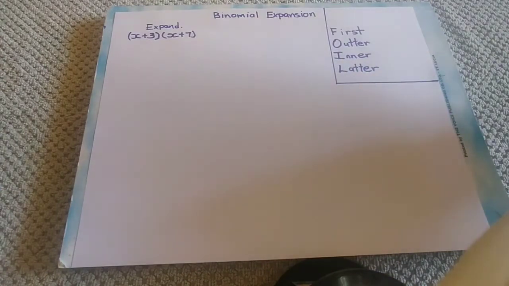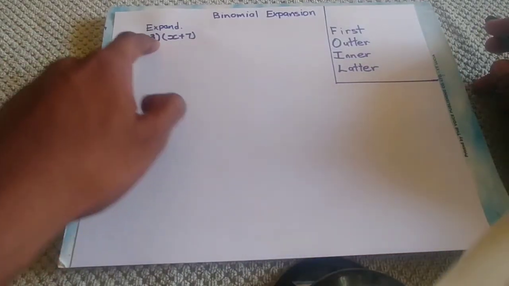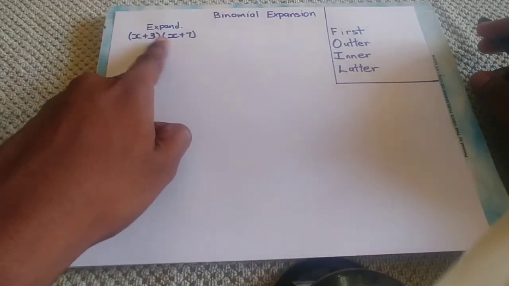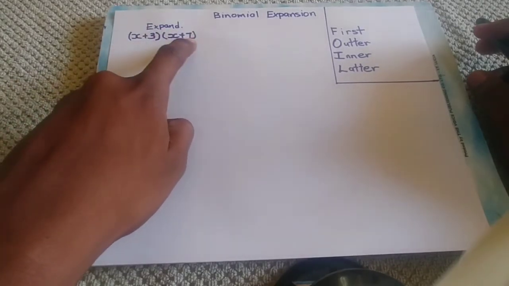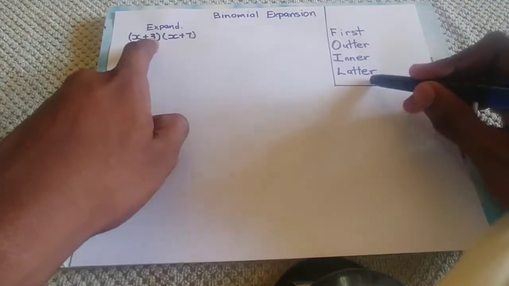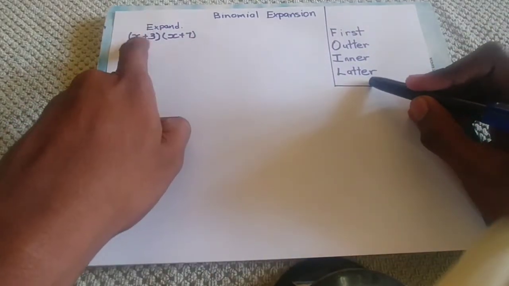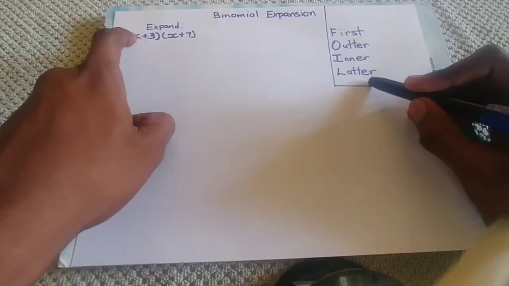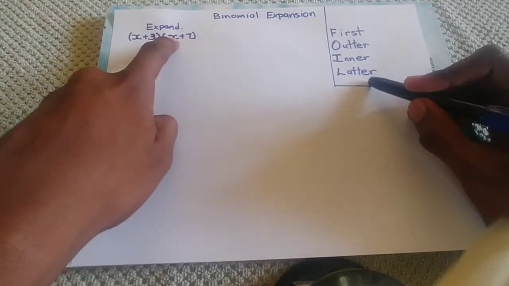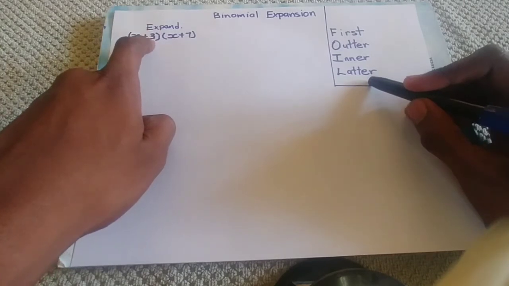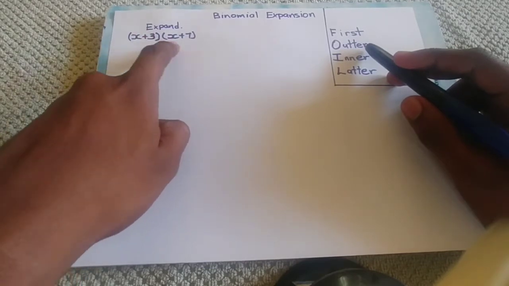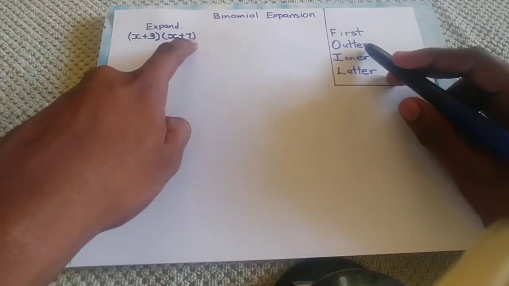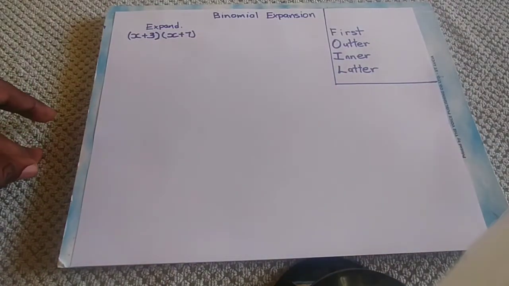And then you multiply them. Then you go to the inner terms, when they're in the middle of the brackets, which are 3 and x. Then you multiply them. And finally, the terms that are last in the brackets. So that's 3 and that's 7, the last two. So first, x times x, then the outer, x times 7, then the inner, 3 times x, and the last, 3 times 7. That's what the FOIL method is about.